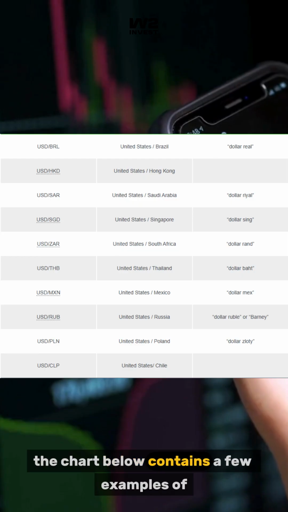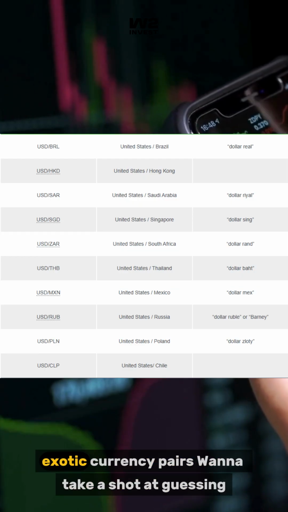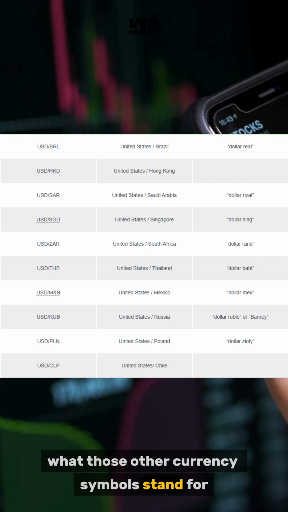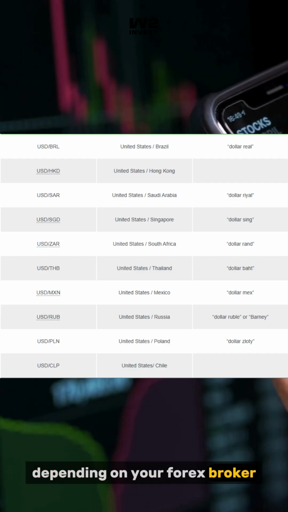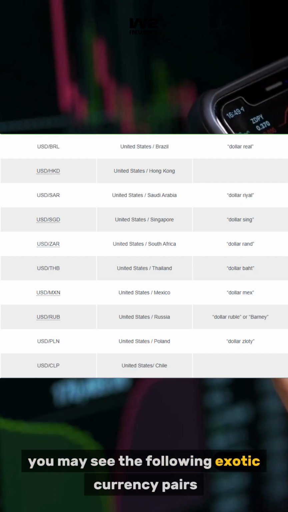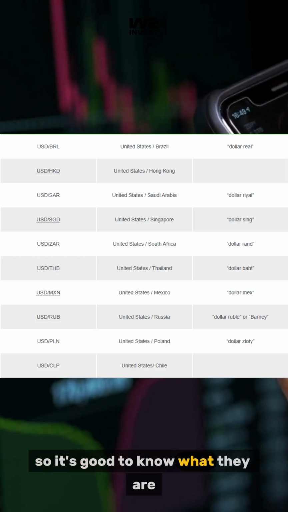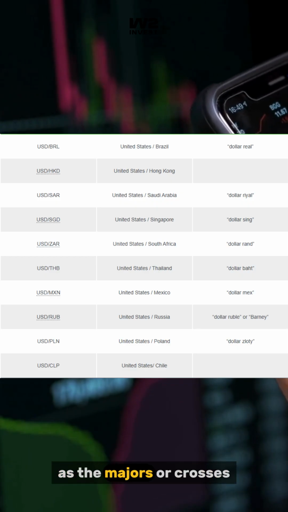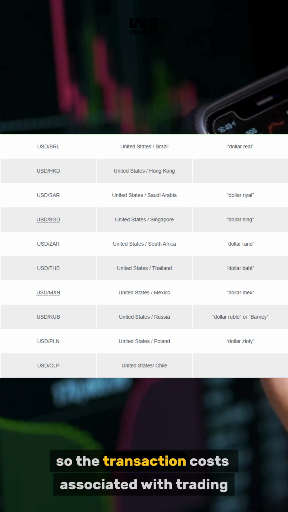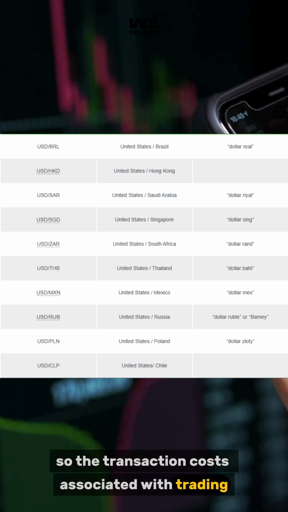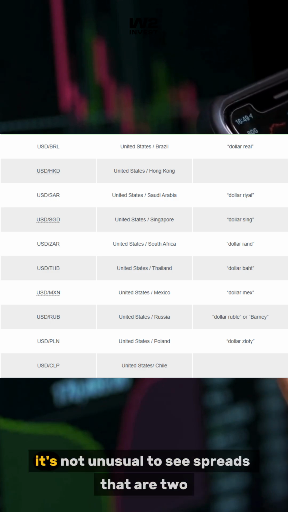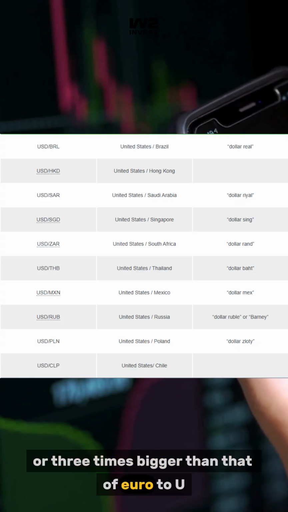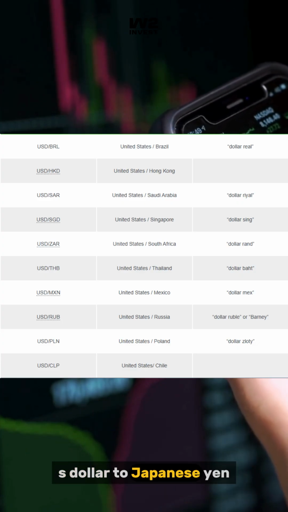The chart below contains a few examples of exotic currency pairs. Want to take a shot at guessing what those other currency symbols stand for? Depending on your Forex broker, you may see the following exotic currency pairs, so it's good to know what they are. Keep in mind that these pairs aren't as heavily traded as the majors or crosses, so the transaction costs associated with trading these pairs are usually bigger. It's not unusual to see spreads that are 2 or 3 times bigger than that of euro to US dollar or US dollar to Japanese yen.